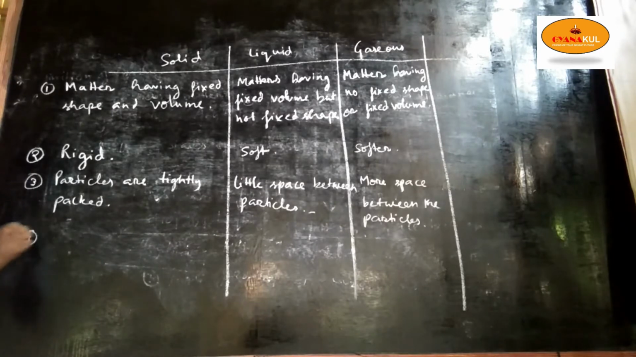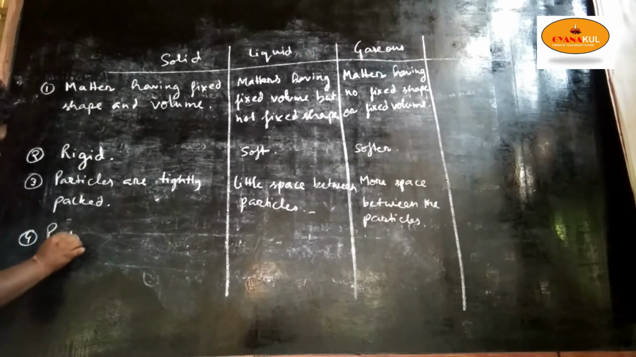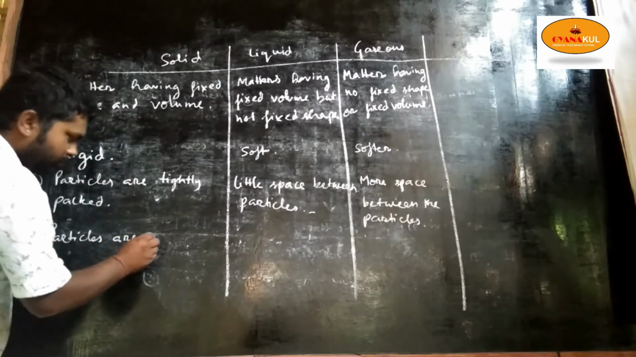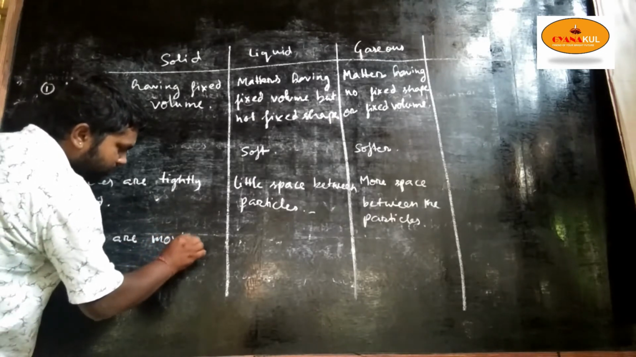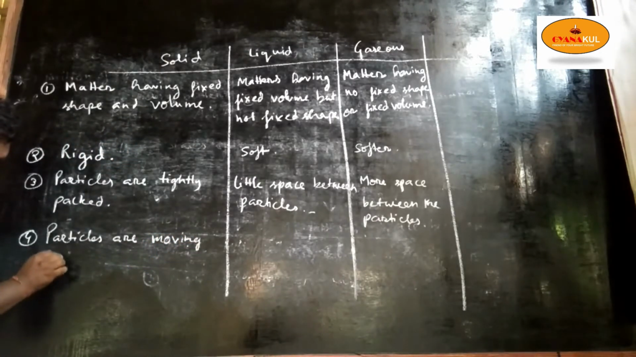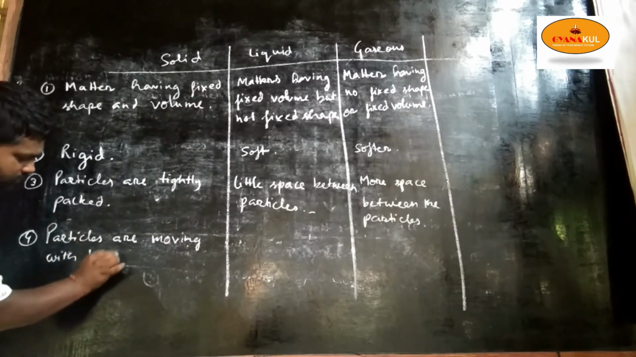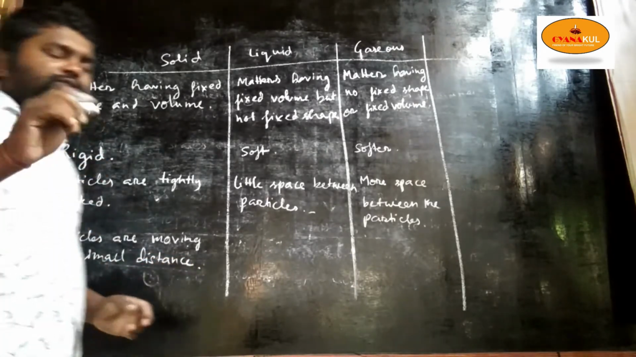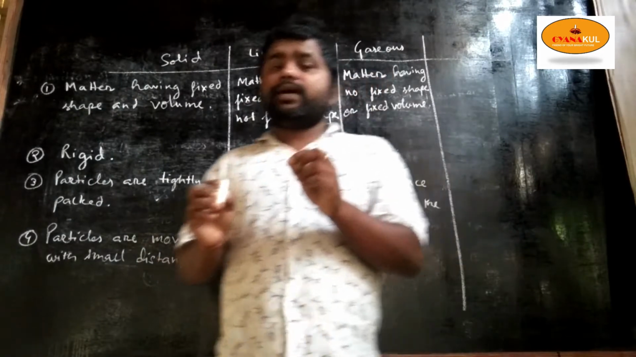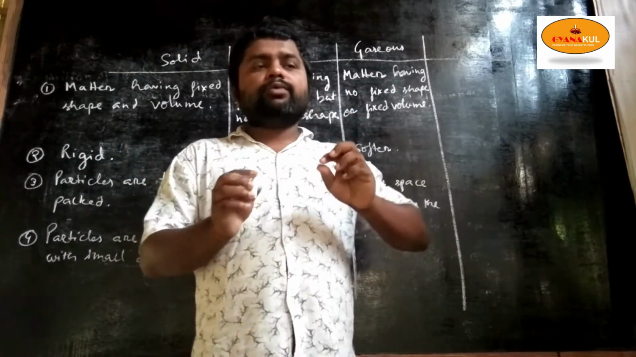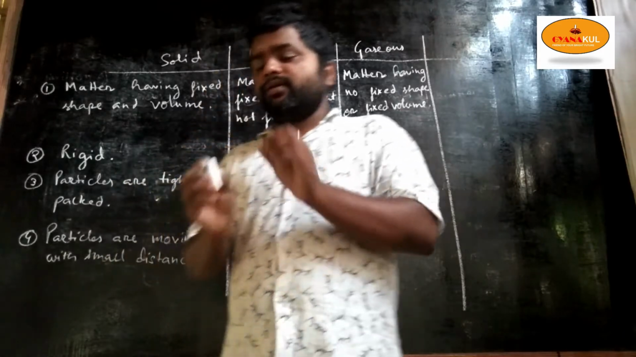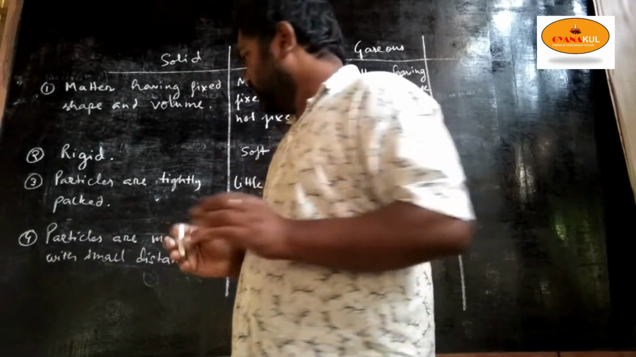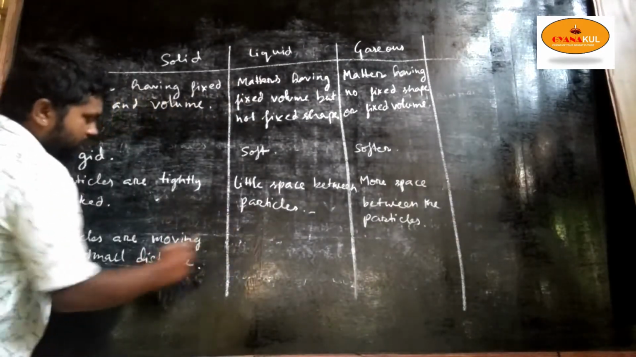Then the fourth point is, particles are moving with a small distance. Here you see, in solid also particles are there. We have seen that particles are moving, yes or no? But movement in the solid is less. They are moving, but there is no space pressure. They are moving at a lesser speed.